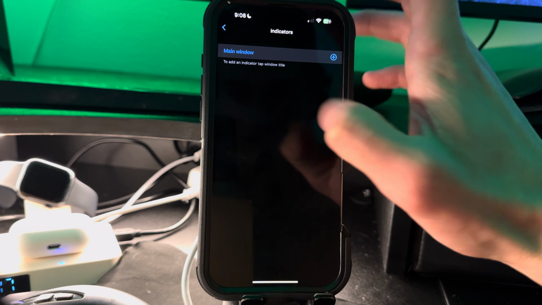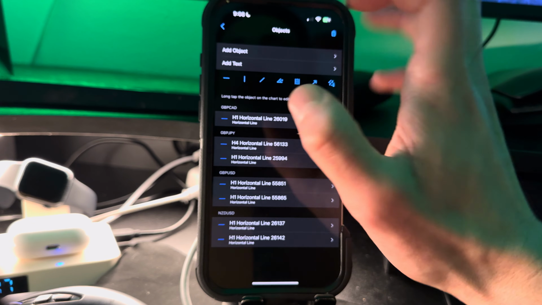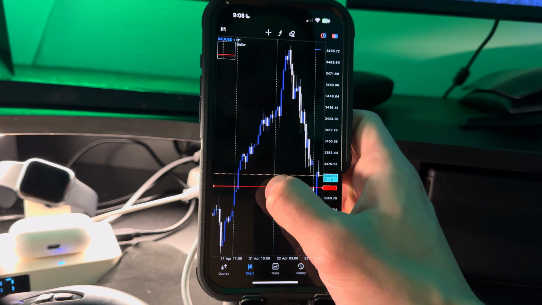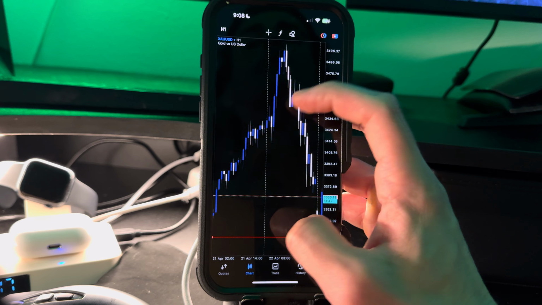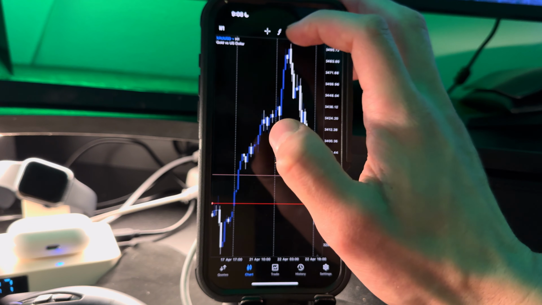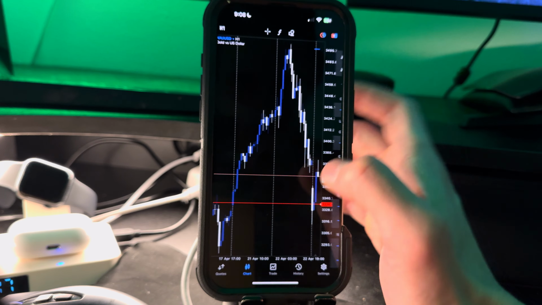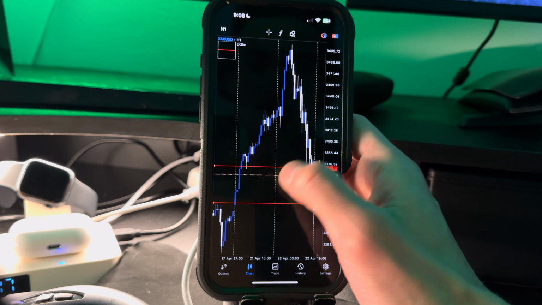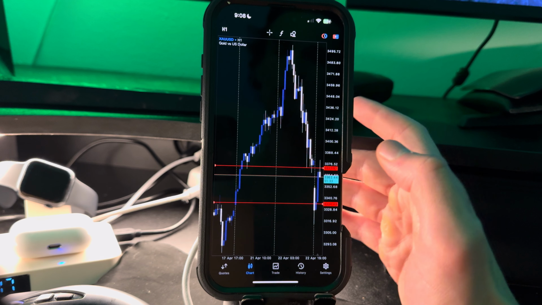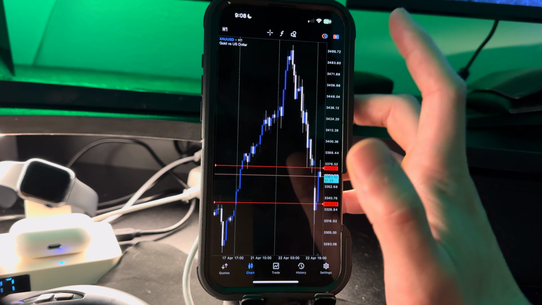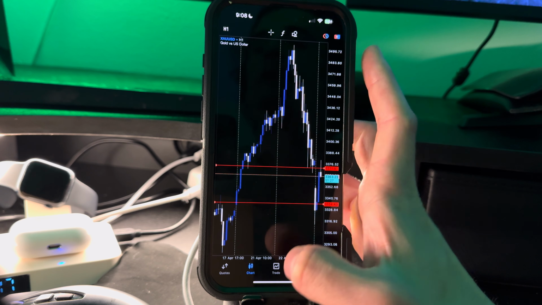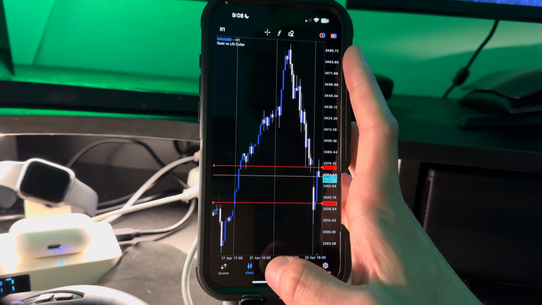There's a couple other things in here, indicators, objects. You could add a line right here, boom. That's like a support line, and then you could add another one, boom, or resistance line. Simple. So you could add objects once you get good at marking up charts, and focus on that. The next thing I would say is, let's go to this bottom one.